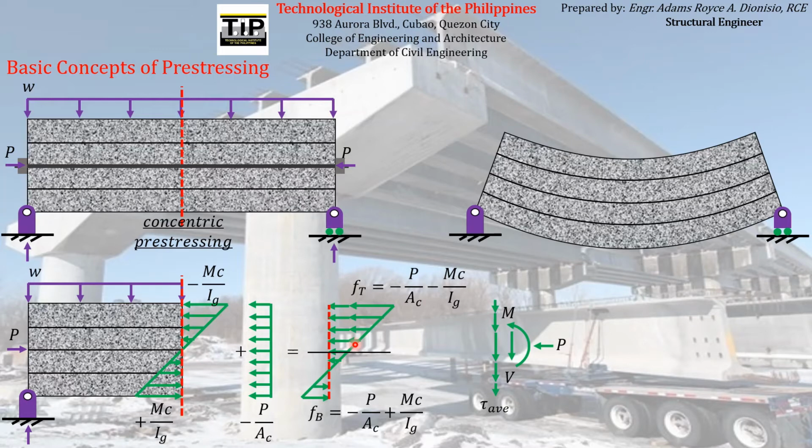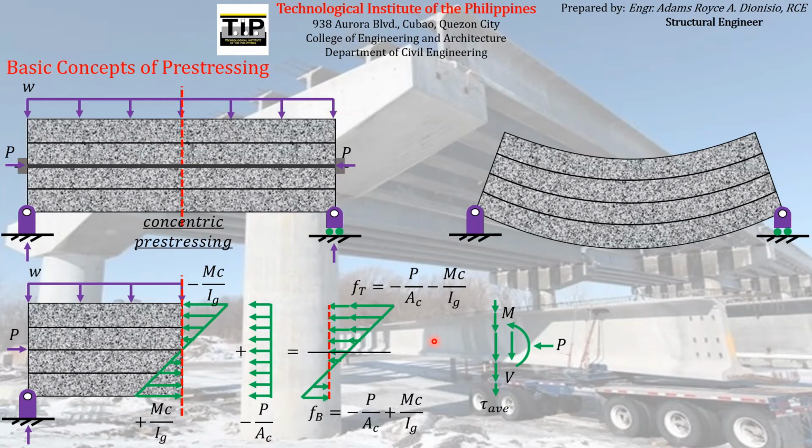So how can we resolve that scenario? How can we achieve our goal of reducing the tensile stress, at the same time we are not putting much compressive stress at the topmost fiber? What is the solution to that scenario?